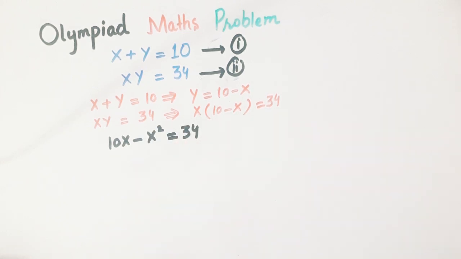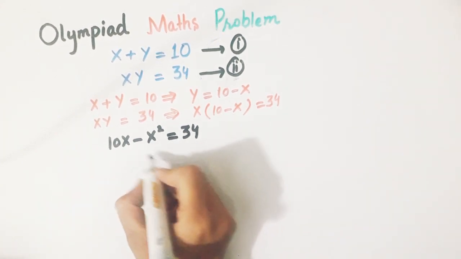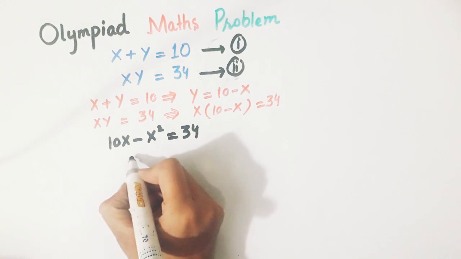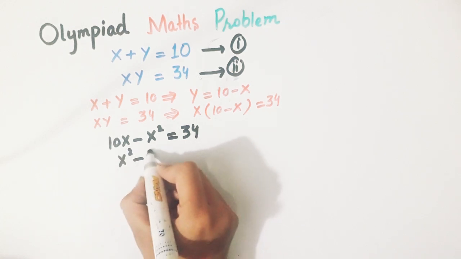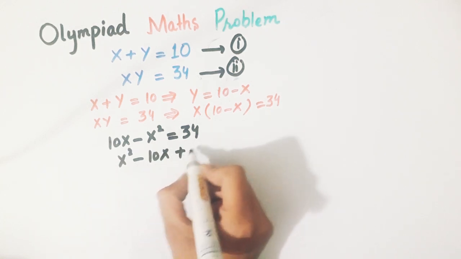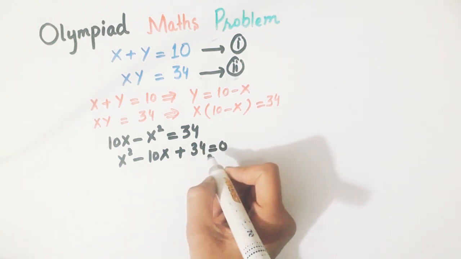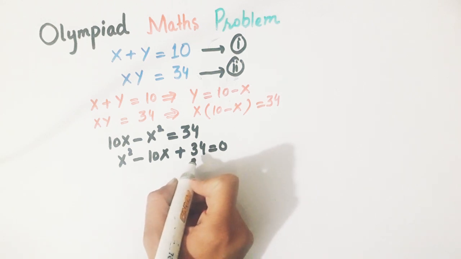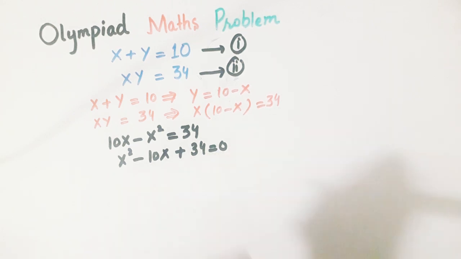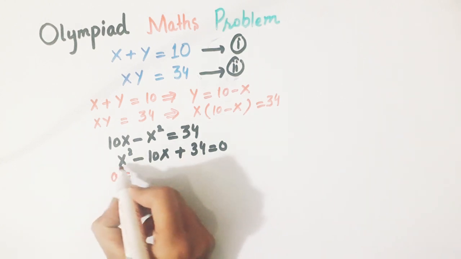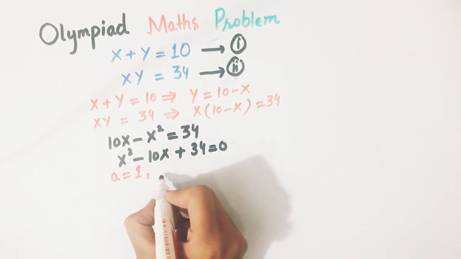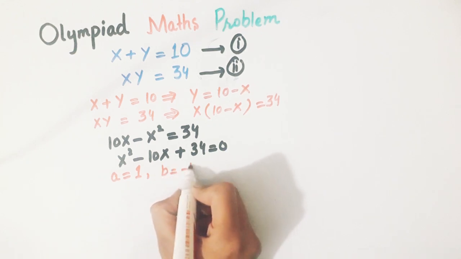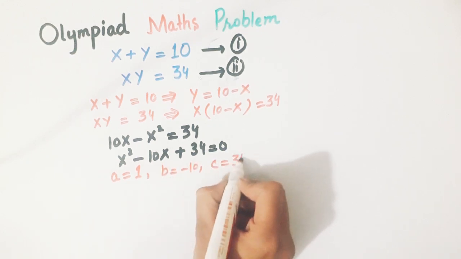Now make this a quadratic equation. Minus x square will move to this side, so we get x square minus 10x plus 34 equals 0. Now we will apply the quadratic formula because we cannot find factors of 34 that add up to 10. So the value of a in this equation is 1, the value of b is minus 10, and the value of c is 34.